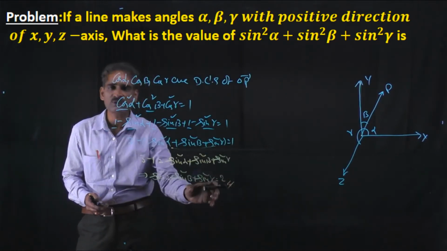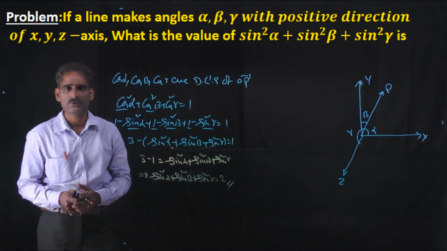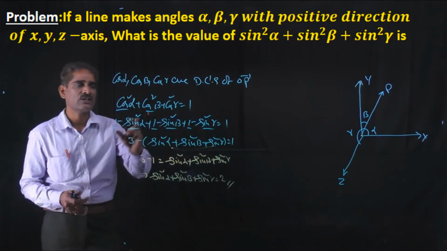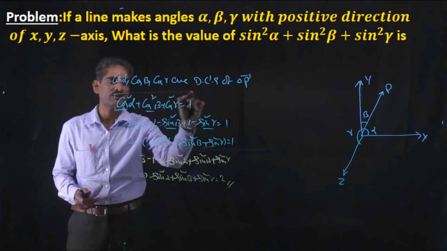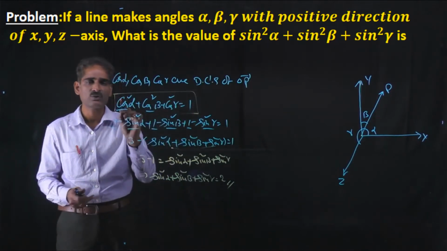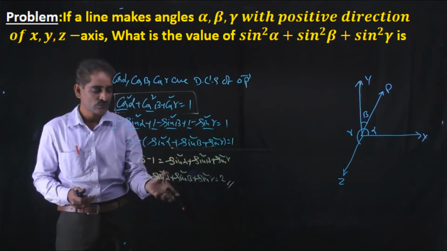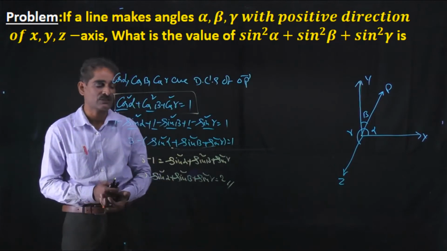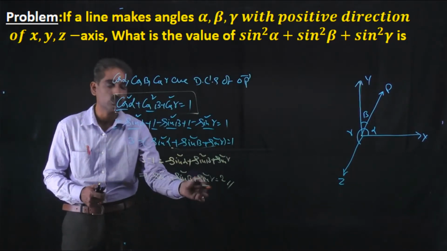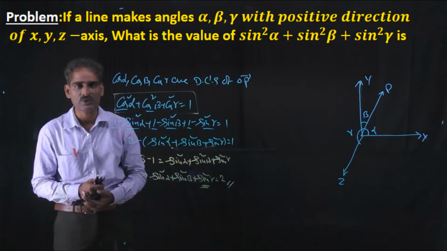You have to remember this result from the objective point of view. Cos square alpha plus cos square beta plus cos square gamma is equal to 1. Already we proved this result. So from this we can find that sin square alpha plus sin square beta plus sin square gamma is equal to 2. This result is very important for objective.